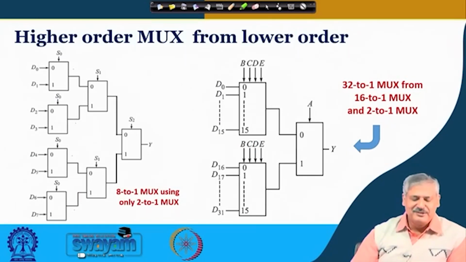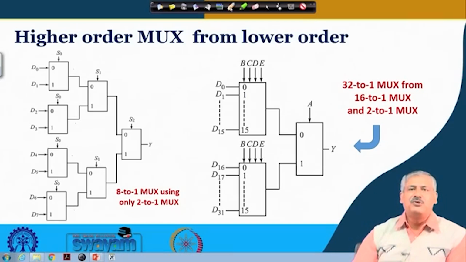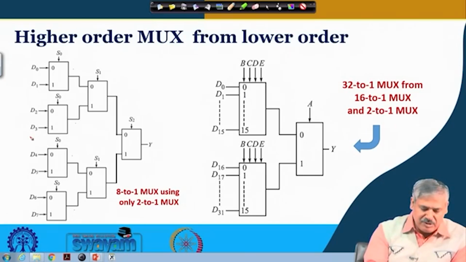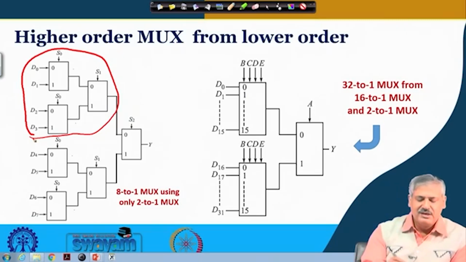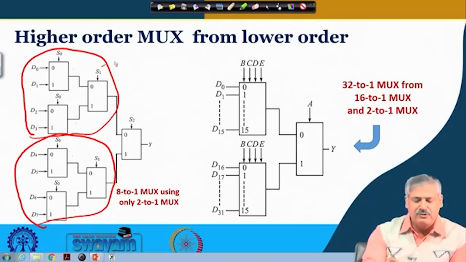Now, in the previous example, we had seen 2 4 to 1 multiplexers getting connected to 1 2 to 1 multiplexer to give you ultimately an 8 to 1 multiplexer. And before that, we had seen that a 4 to 1 multiplexer can be obtained by 3 2 to 1 multiplexers. So, this is 1 4 to 1 multiplexer that we had seen before, which we can replace with 3 2 to 1 multiplexers, and this is another one which can be replaced with another 3 2 to 1 multiplexers. So, this is essentially a 4 to 1 multiplexer, and finally, this is a 2 to 1 multiplexer.